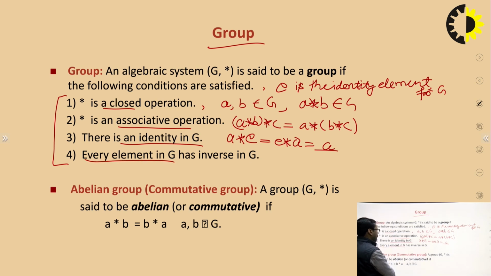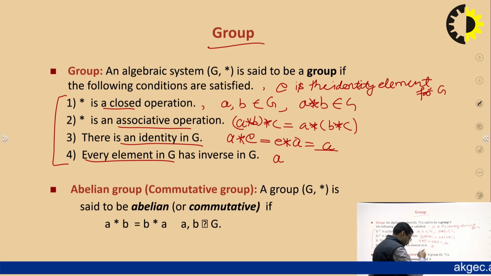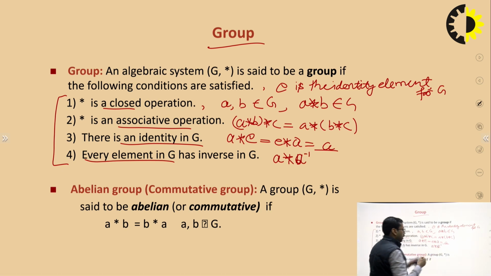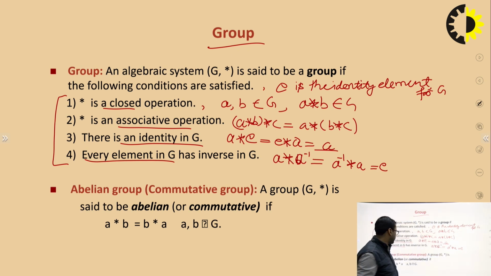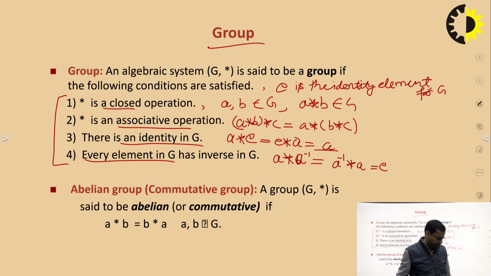The next one is that every element in G has an inverse in G. That means if A is an element that belongs to the non-empty set, and A inverse is the inverse element of the element A, then we can say A star A inverse equal to E. That means after applying the operation, the resultant value will be the identity element. It is the criteria and the property.